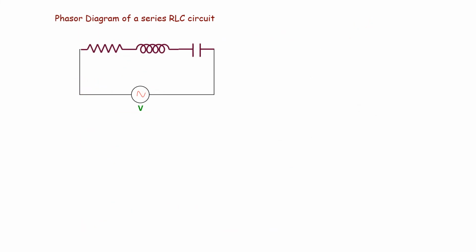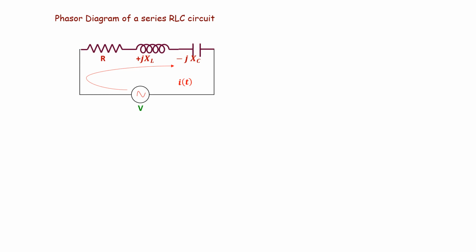Let us see about the phasor diagram of a series RLC circuit. In this figure, you have a series branch consisting of RLC elements connected to an AC voltage of V volts. R is having an ohmic value of R. The inductive reactance of the inductance is plus jXL. The negative reactance of the capacitor is written as minus jXC.